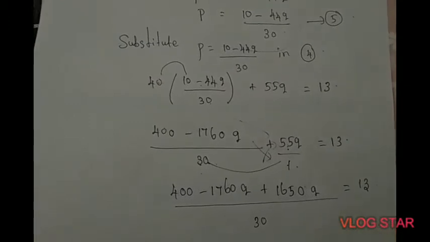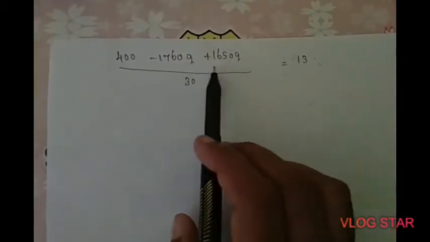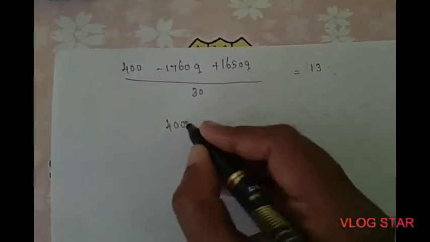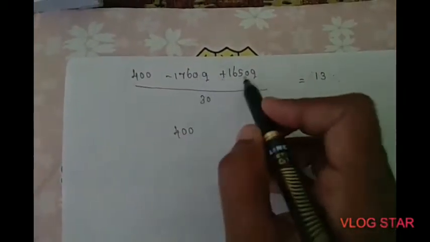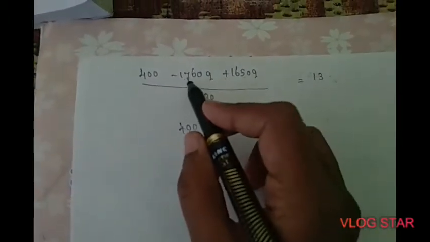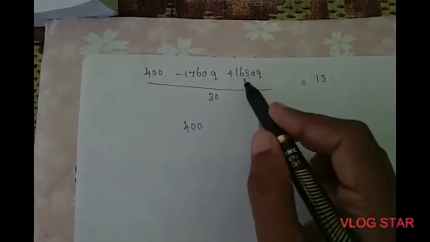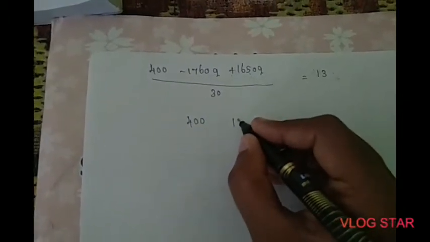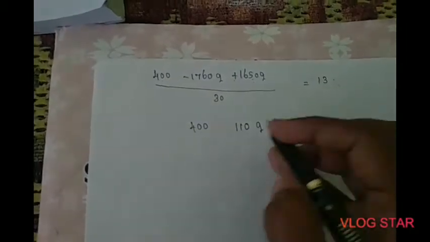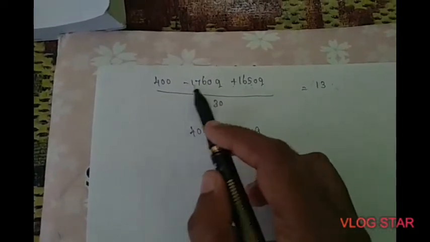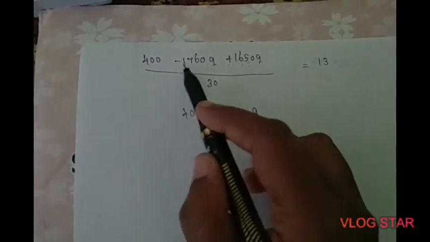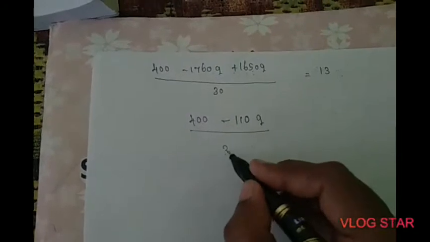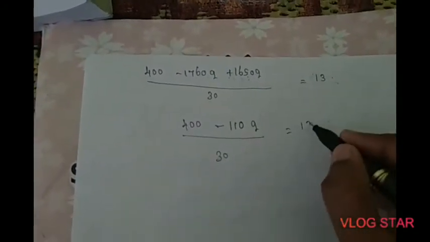Okay, the next step we have to consider the like terms first. Then we will get 400 minus and plus minus, so we can subtract the two numbers. 1760 minus 1650, we will get 110q. Then which is the biggest number? 1760 is the biggest number, so the symbol is also negative. Okay, then divided by 30 equal to constant 30.